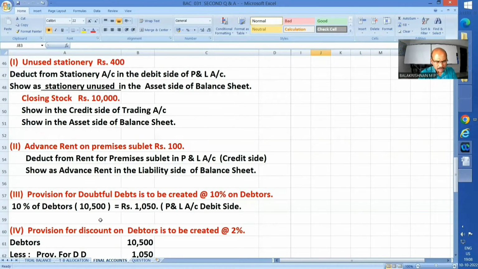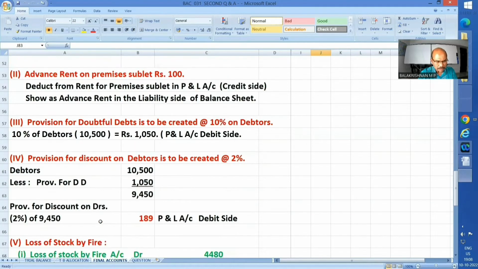Okay. So how will you show that one? 10,500 my original debtors less the provision as calculated above comes to 9,450. These are the good debtors. They are only entitled for discount if I offer. So 2% I want to provide for them. So 189. Show that also as an expenditure in the P&L account debit side.